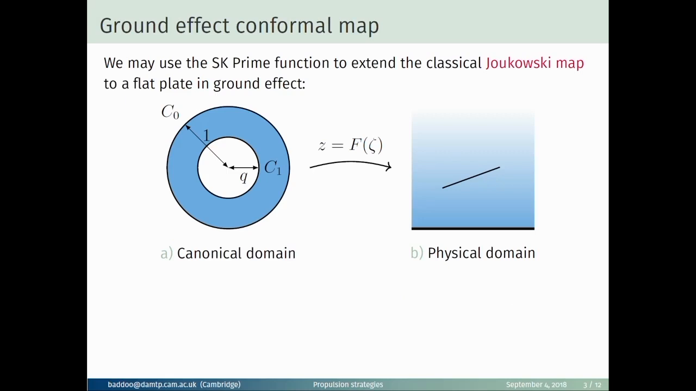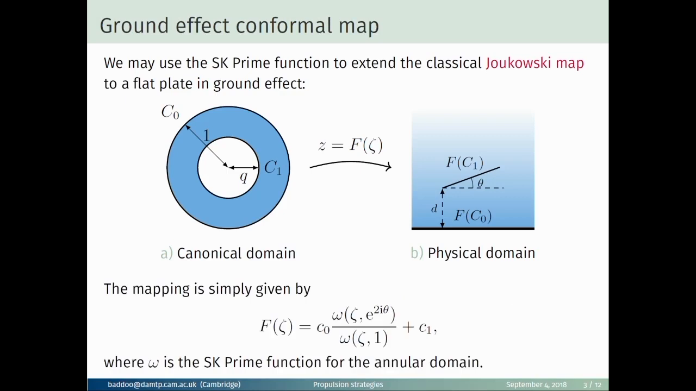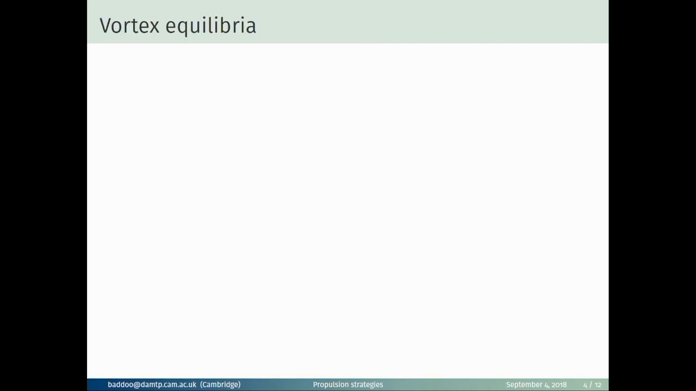So something we've done is to derive or discover a new conformal map that maps this canonical circular annular domain to a flat plate above the ground, modeling something flying close to the ground plane. And the map is simply given by this. So it's just the ratio of two prime functions. And the second parameter in the prime function is used to set the angle of inclination that the plate is at. And then this q, the radius of the interior circle, is used to define the distance away from the ground. And now we have this conformal mapping, we can set about studying the vortex equilibria.